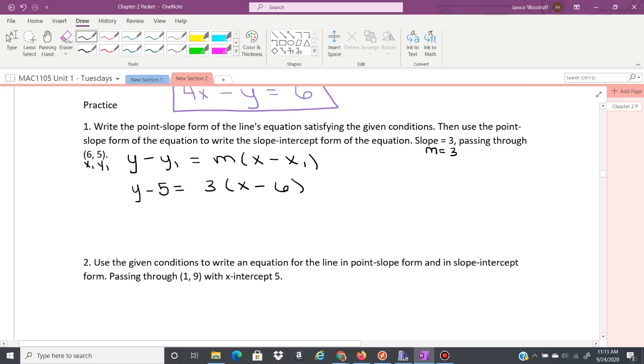Then I want to solve it for slope intercept form, so I want to solve for y. I'm going to distribute the 3, get a 3x. 3 times negative 6 will give me a negative 18. I'll bring down y minus 5. I'm going to add 5 to both sides. That's going to give me y equals 3x minus 13.